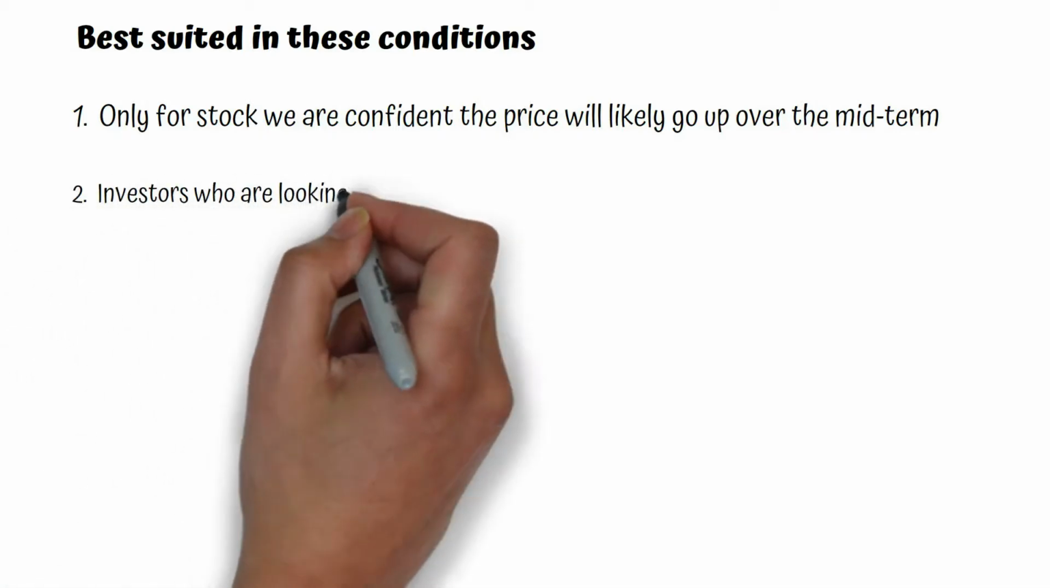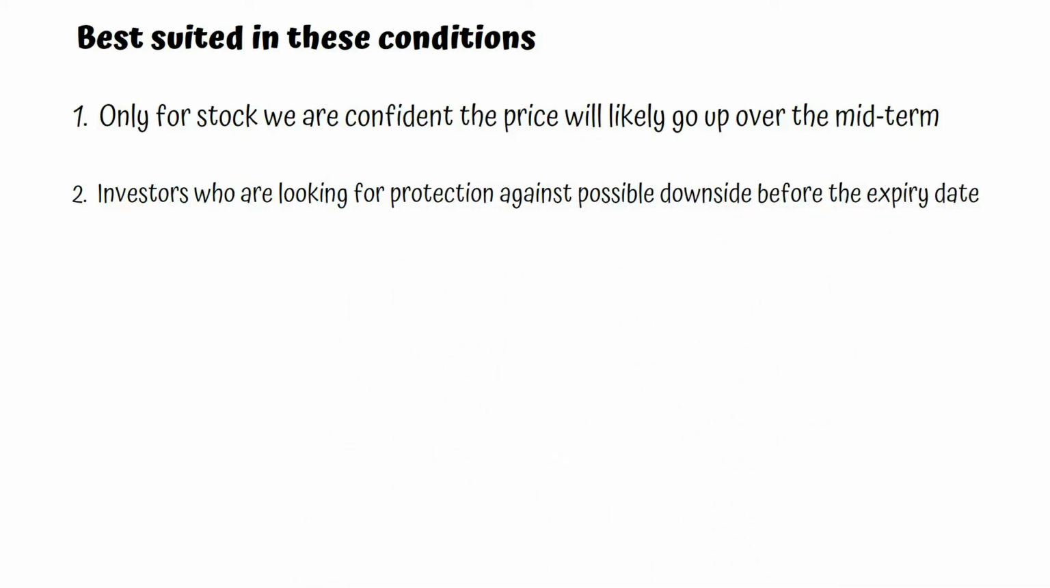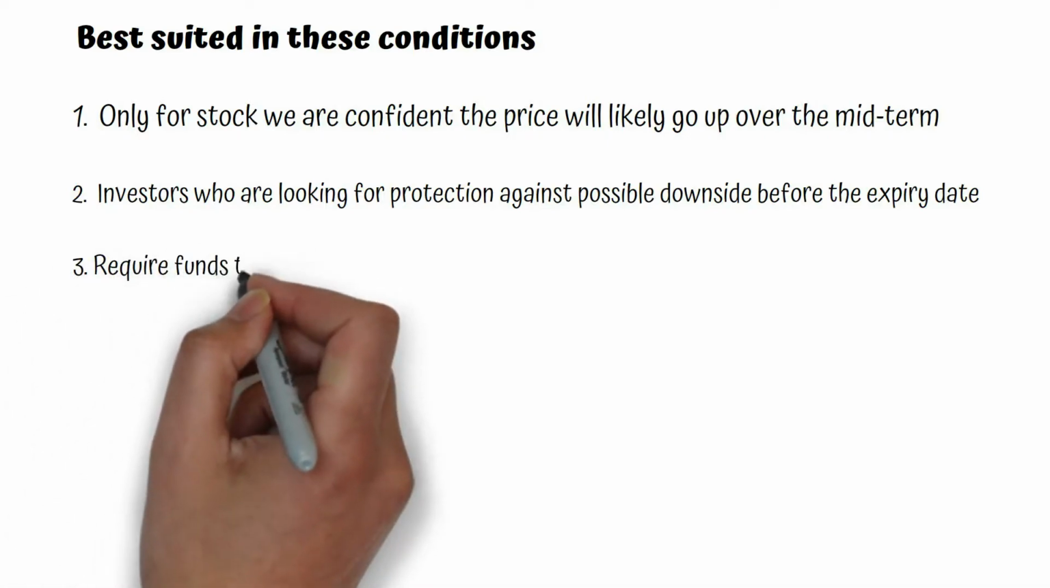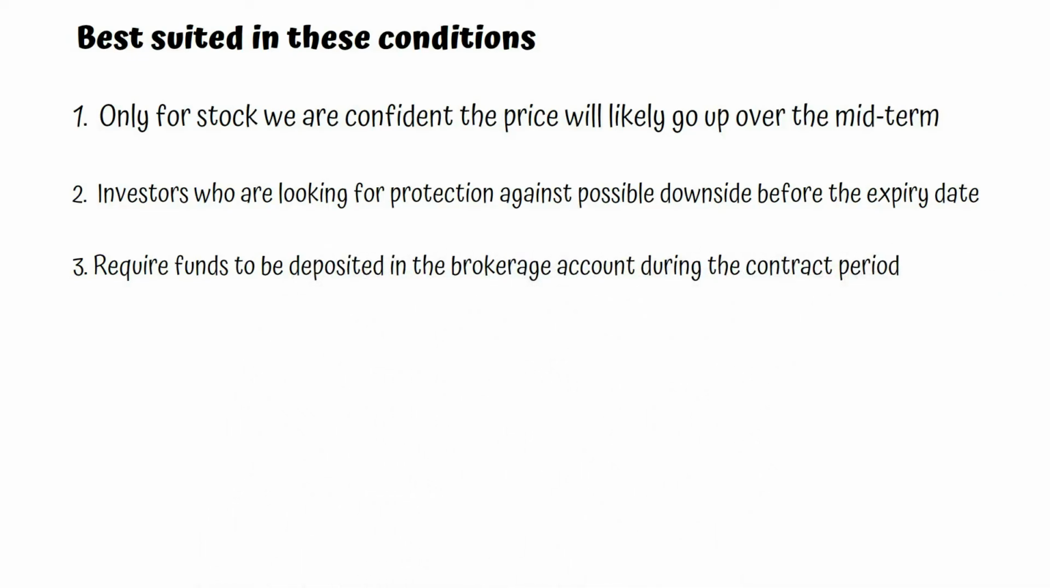Second, investors who are looking for protection against possible downside in the share price before the expiry date, or we feel that the current share price may be too high and we'll only consider it if the share price is lower. The sell put strategy is basically sacrificing some potential upside gains when compared to buying the shares directly, with downside protection. Third, require funds to be deposited in the brokerage account during the contract period.